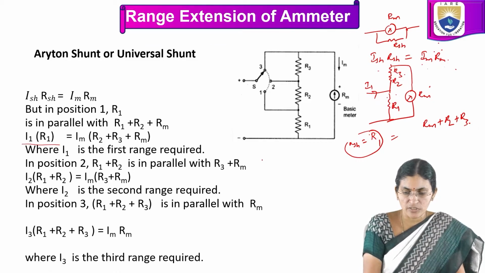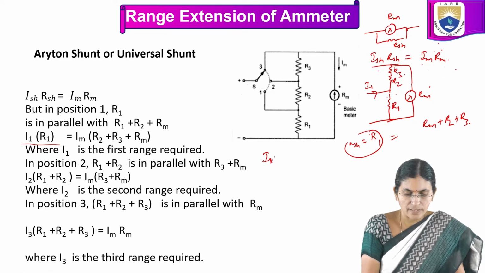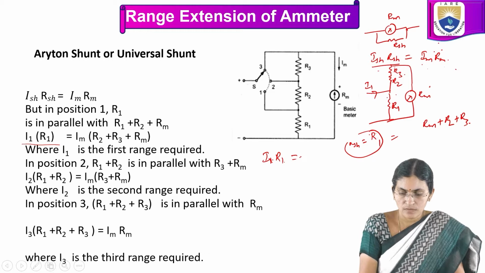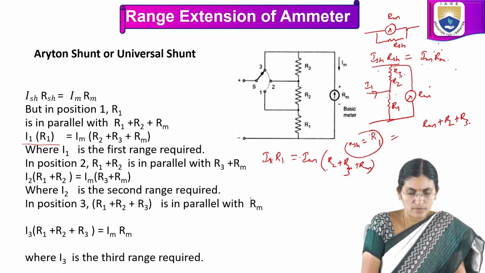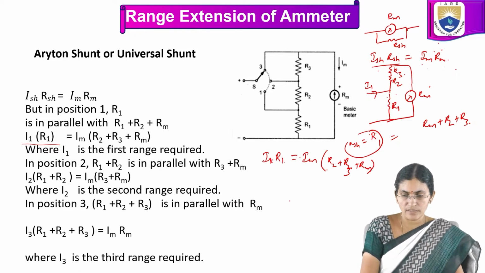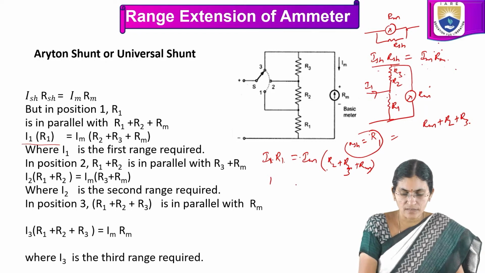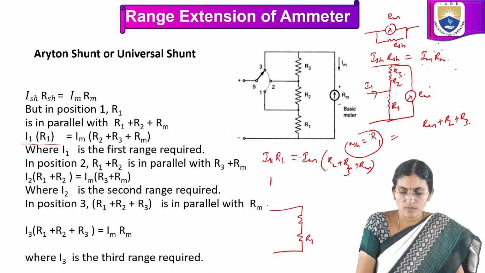Therefore we can write this equation as I1 into ISH. Now we can write I1 into R1 is equal to Im into, now the resistance is R2, R3 and Rm, where I1 is the first range which is required. So from this we can write, when the switch is at position 2, that is in this position, R1, R2, this is R3.